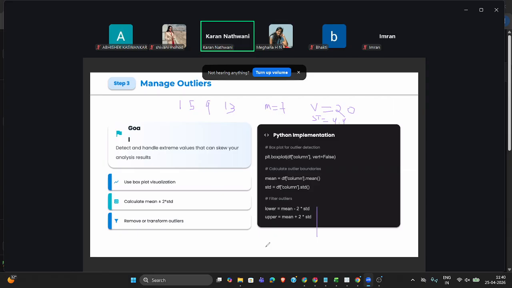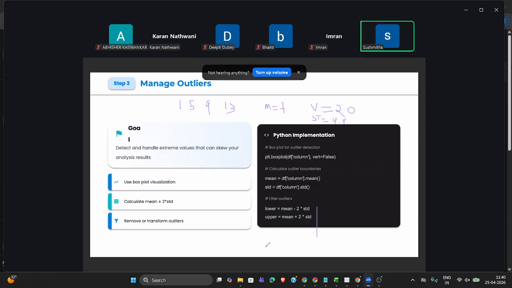Now tell me, all of you, it's only 2 people I have heard. What about others? Are they active or not? Others are active? Yes, sir. So tell me, do you find any number in this which you can consider to be an outlier? No, sir. Is it with everyone or only 1 or 2 people are looking at it?